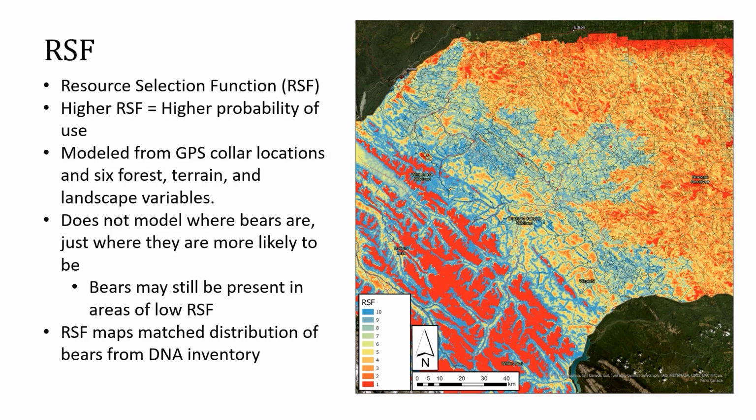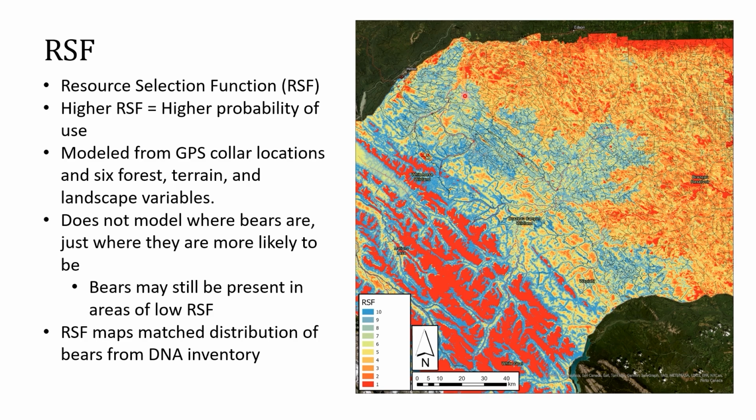Our first habitat tool is our RSF tool. RSF stands for Resource Selection Function, and higher values of RSF equal higher probability that grizzly bears will use that area. RSF is modeled from GPS collar locations and 6 forest, terrain, and landscape variables. However, RSF does not model where bears are on the landscape, just where bears are more likely to be. Bears may still be present in areas of low RSF. It is important to note that our RSF maps match the distribution of bears from our DNA inventories.